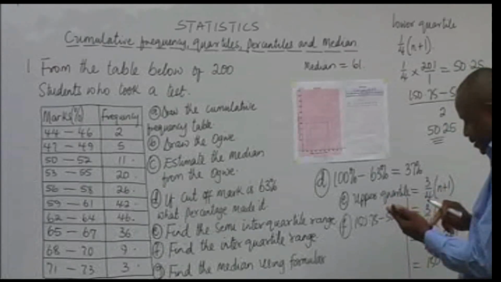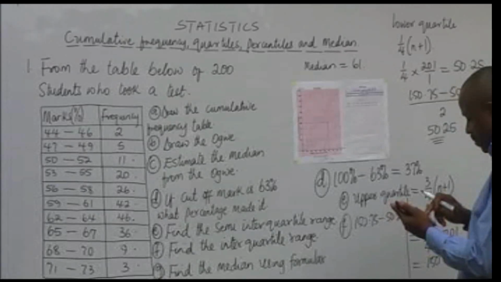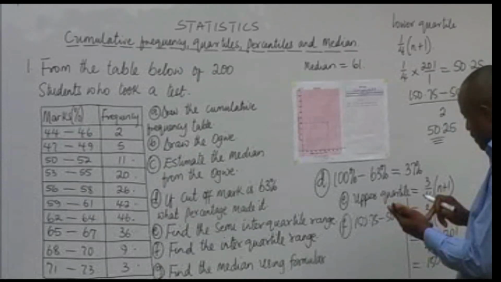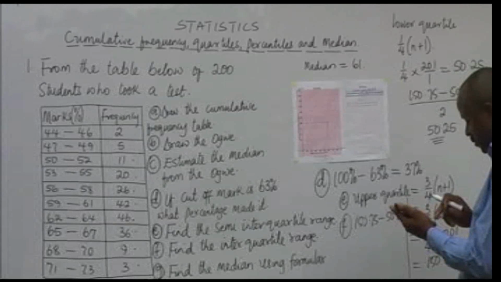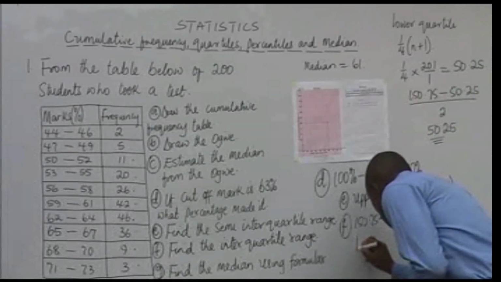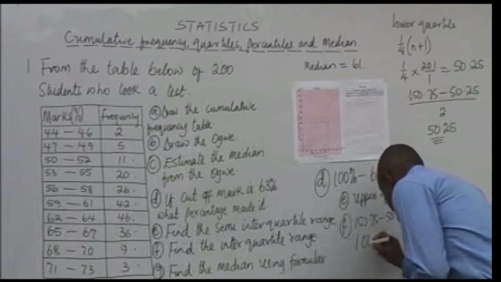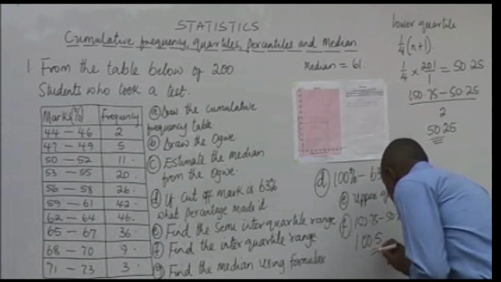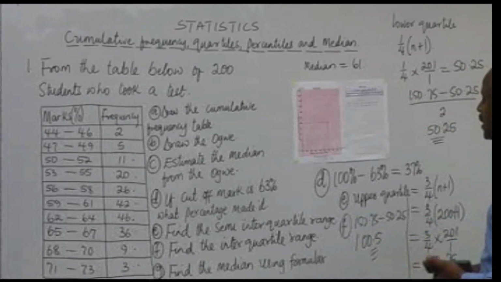Let's subtract 150.75 minus 50.25. It's giving us 100.5. So this is our interquartile range.